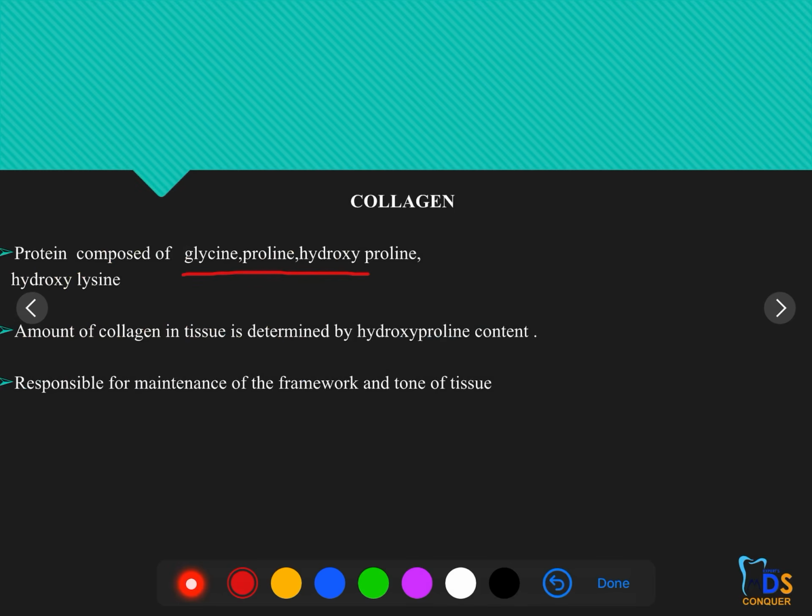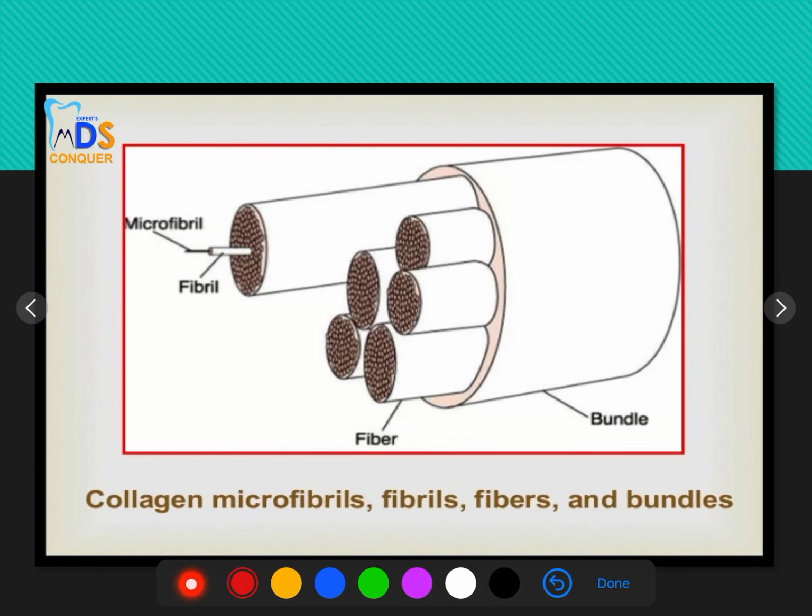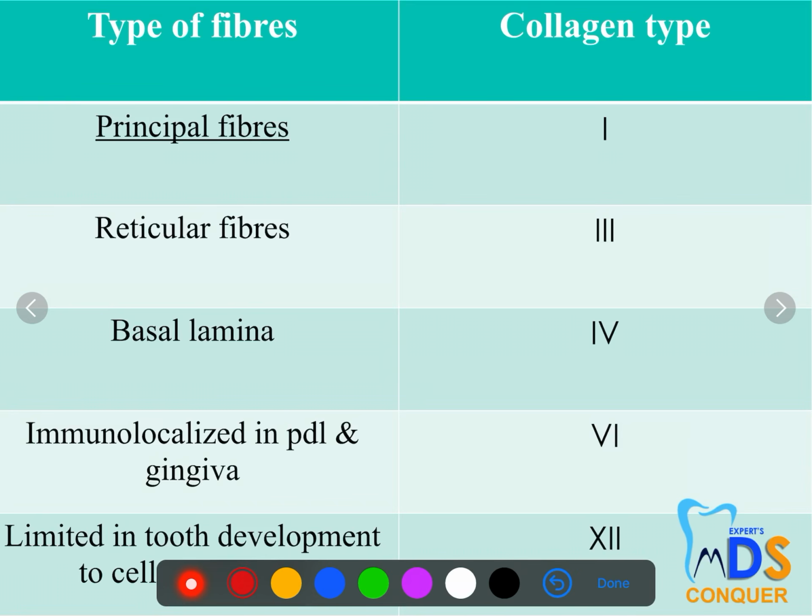We can see that these are all the amino acids out of which collagen is made up, and principally the hydroxyproline content helps us to determine the amount of collagen in the tissue. It is responsible for maintenance of framework and tone of the tissue. This is a beautiful image given in Carranza, which shows how the periodontal ligament is compiled and formed. And this is a table which tells us which kind of collagen type is present in which kind of fiber.